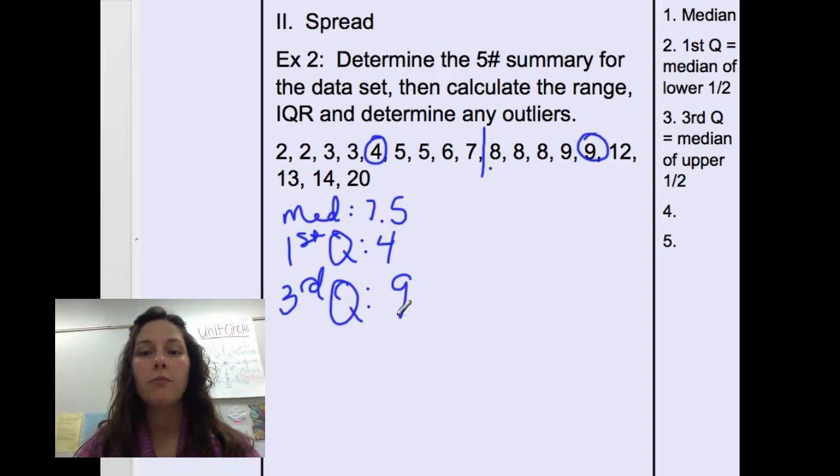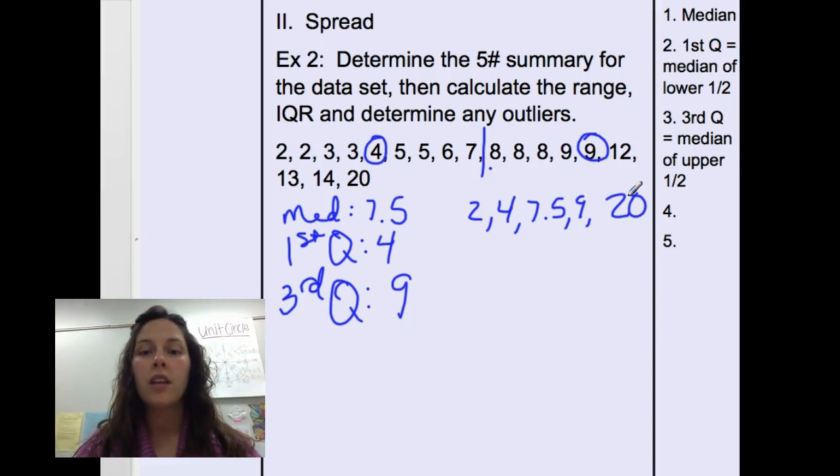So for the 5-number summary, we take the minimum value, first quartile, median, third quartile, and maximum value. So that's our 5-number summary.